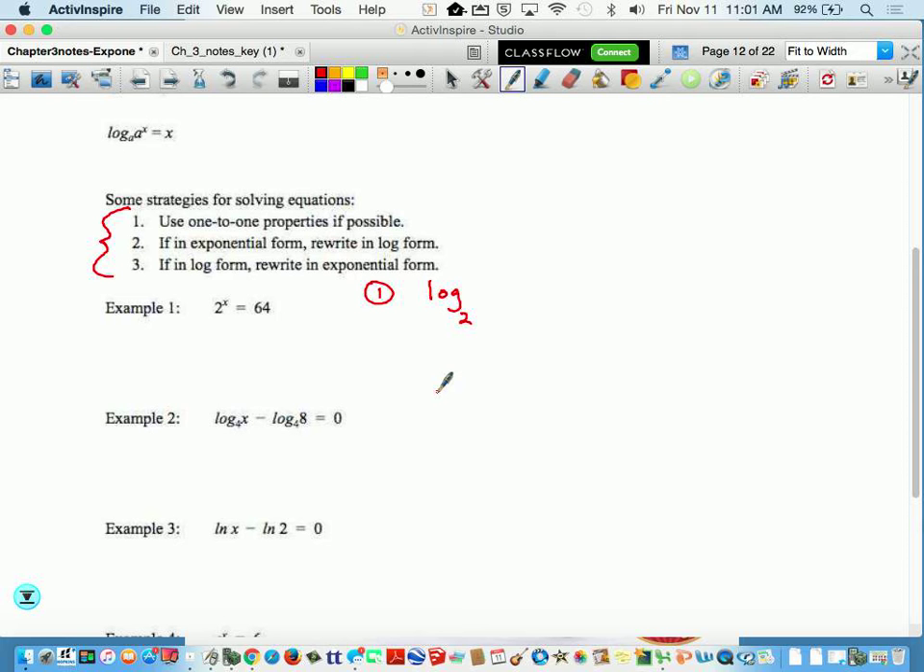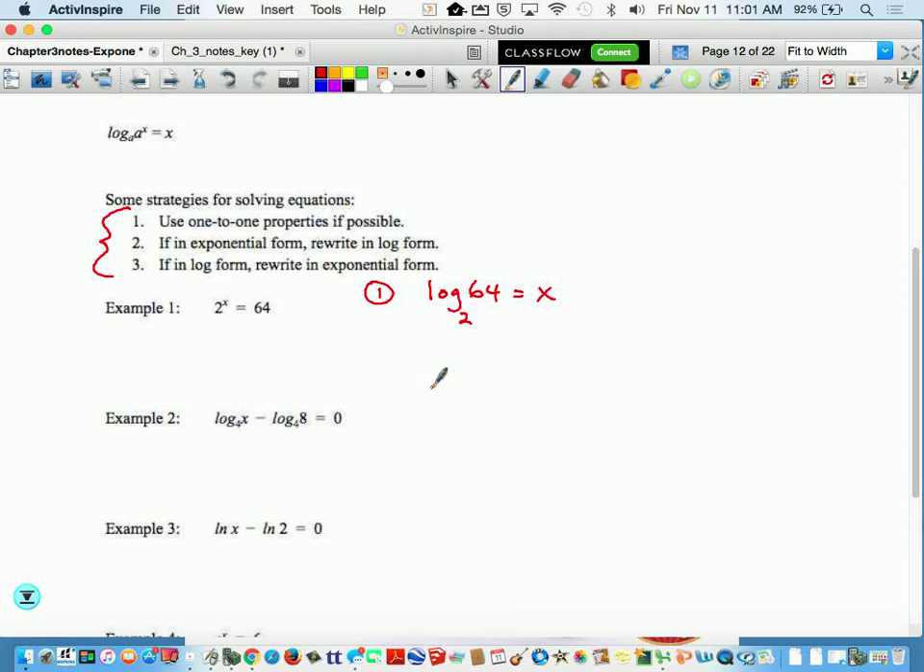Logarithms are always equal to the exponent. So what's the exponent in this problem? X. So we're going to set this logarithm equal to x. And then the only number left is 64. So literally, the only thing I did is rewrite it as a logarithm.